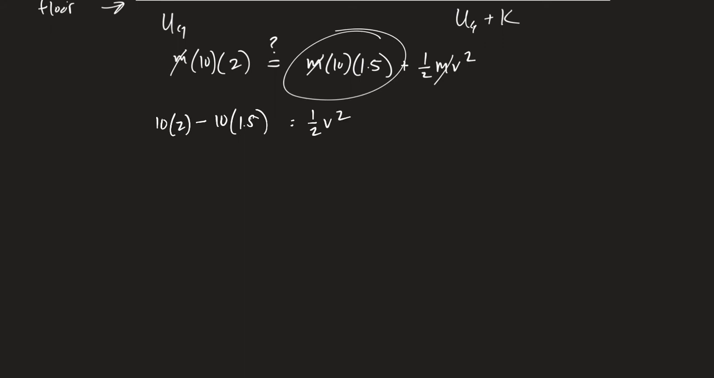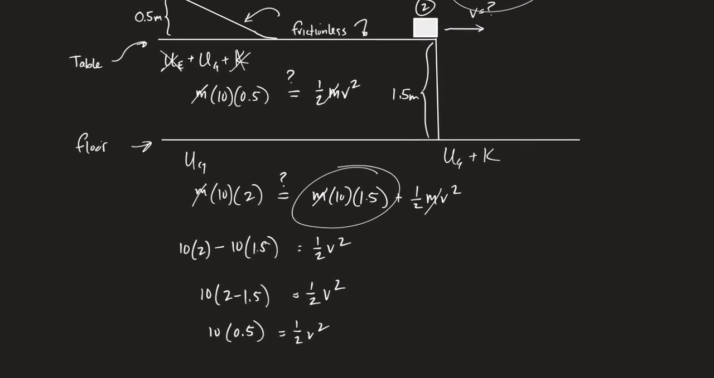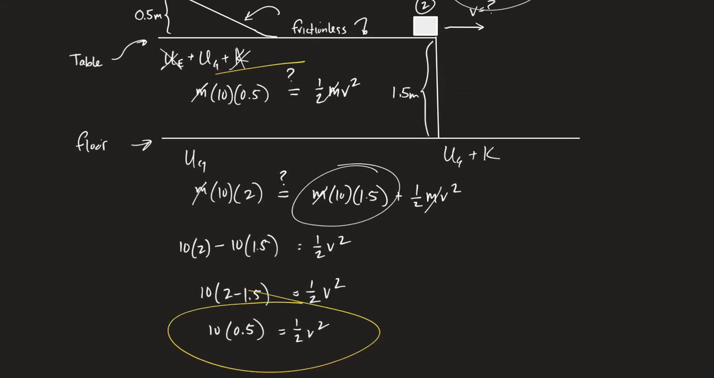I can subtract, and I'm doing this on purpose. I could make this a number, but I'm doing this on purpose to show you that this is 10 times 2 minus 1.5, which is 10 times 0.5. So it doesn't matter whether you chose the table to be the reference level or the ground. As long as you are consistent, you are fine. Now you can get the velocity. I don't care about that.